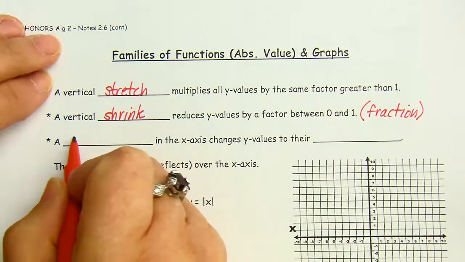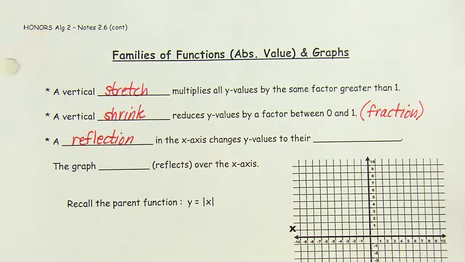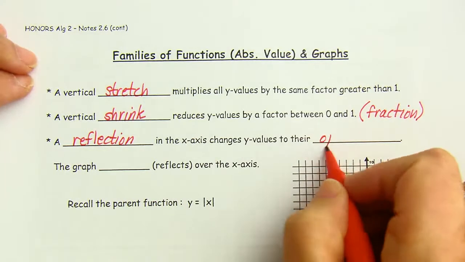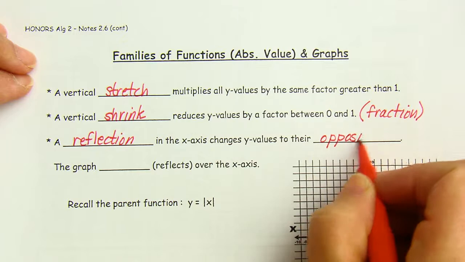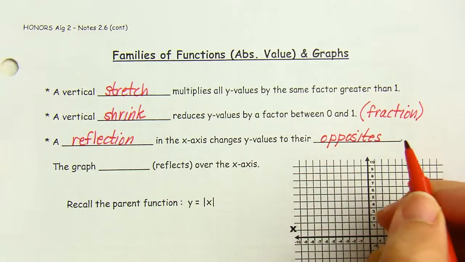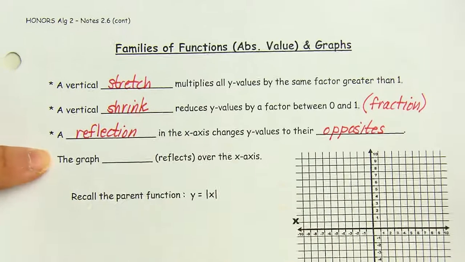A reflection in the x-axis changes the y values to their opposites. And so it reflects, it flips over the x-axis. The graph flips or reflects over the x-axis, just like I said.